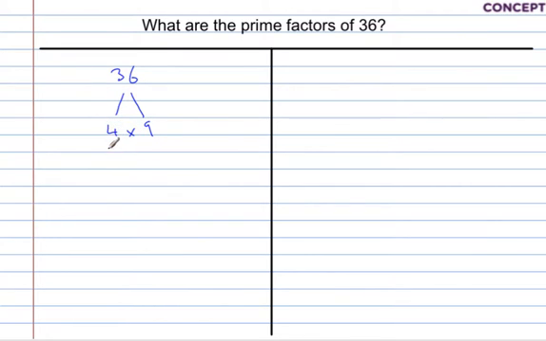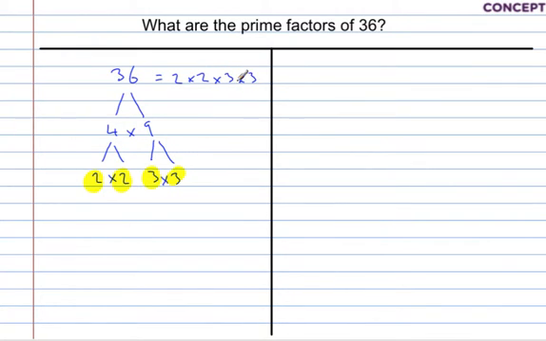Well, 4 is not prime, so I'm going to split 4 into 2 times 2. 2 and 2 are prime. So I'm going to highlight them, and that's the end of those branches. Now I'm going to go back to the 9. I'm going to split the 9 into two numbers that multiply to give 9. Well, 9 is equal to 3 times 3. And remember, 3 and 3 are prime numbers, because the only factors of 3 are 3 times 1. So there we have all the branches finished, and we've got 4 numbers highlighted. So 36 is equal to 2 times 2 times 3 times 3.